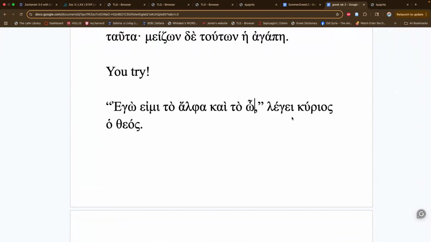Close. Remember, the pi looks like the little table. What looks like a P in Greek is a rho, an R sound. Yep. Can you say that again? Yep. Kurios. And then we've seen this one.